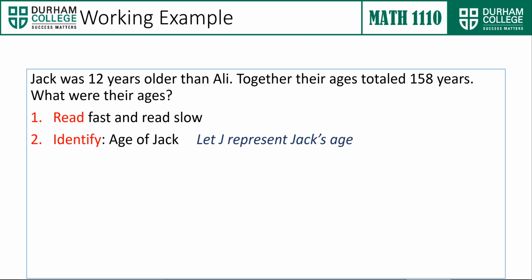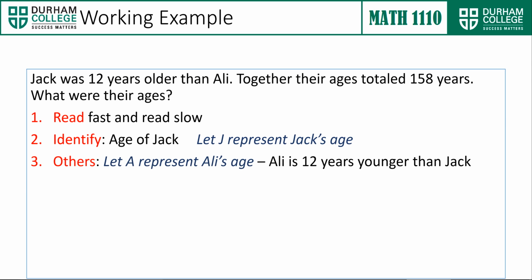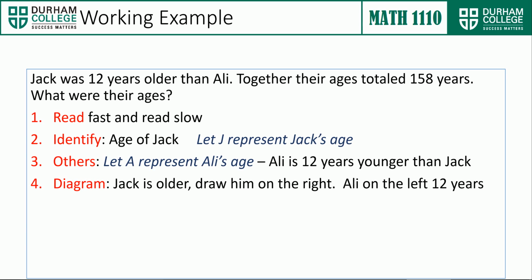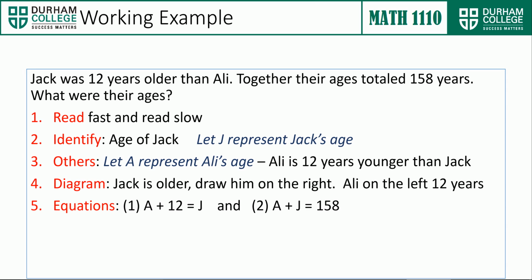So think about it. We can represent Jack with the letter J, and we could represent Ali with the letter A. Okay, and so we just did that. Now let's make a diagram of it in a way, right? So definitely Jack is older, and that is being clearly stated to us in the first sentence of the problem. Jack was 12 years older, right? So we can just sort of draw that up.